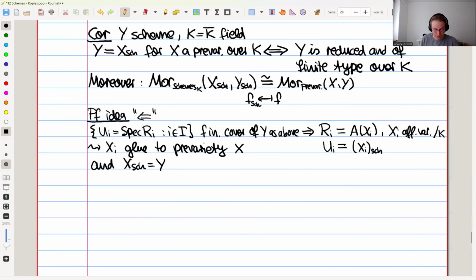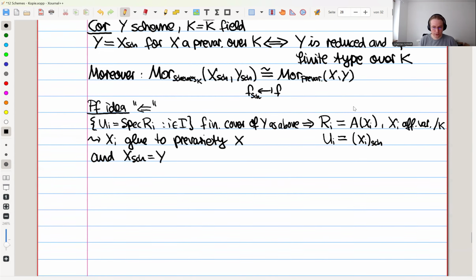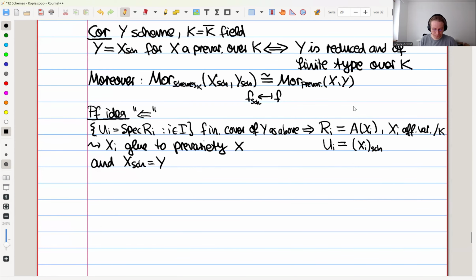for this direction. And the other direction is in a certain sense a bit boring, because if you have this property here, then cover X, this pre-variety, by affine varieties, and then you just check that all of these properties here are satisfied. That's how we motivated the definition. So this works pretty well.